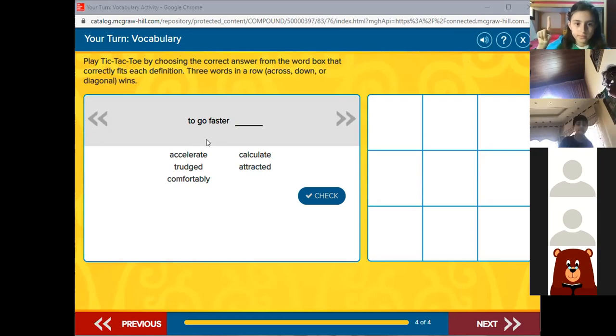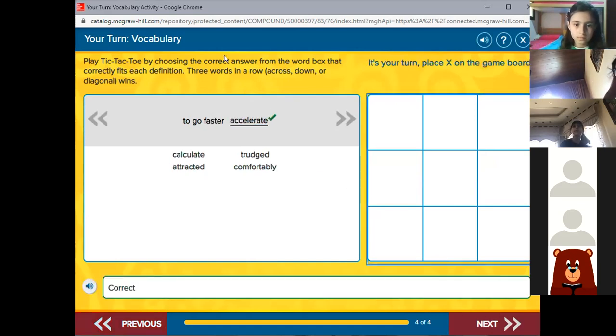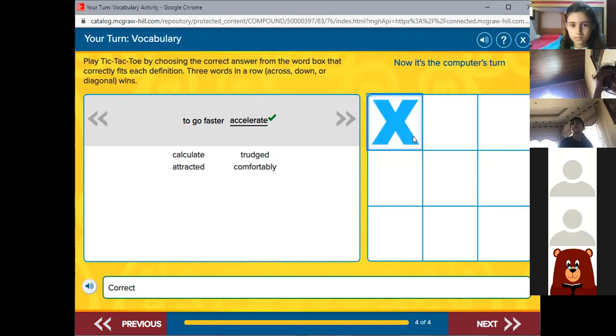To go faster, does it mean accelerate or trudge? Yes, accelerate. Ah, accelerate. Bravo. Excellent, Ali. Yalla, good job. Where do you want to put the first X? The first one. Here? Up. Yes. You got it. Okay, thank you, Ali. Rawat Farran.